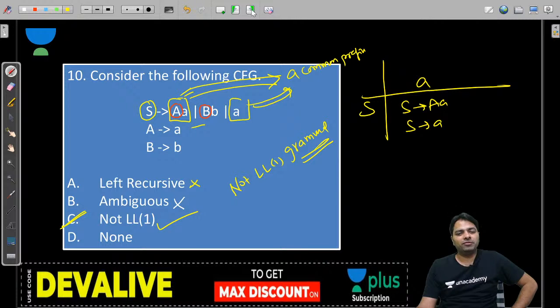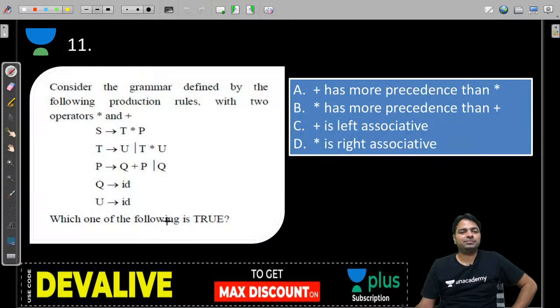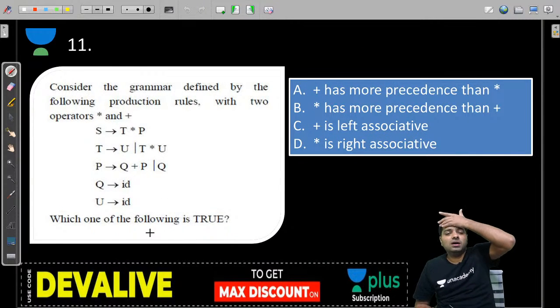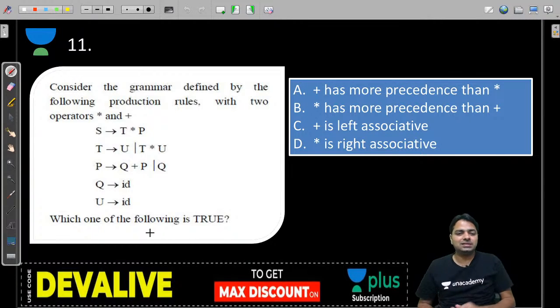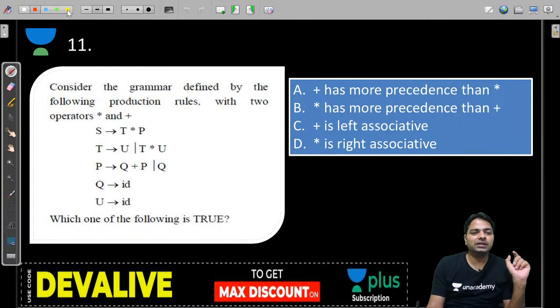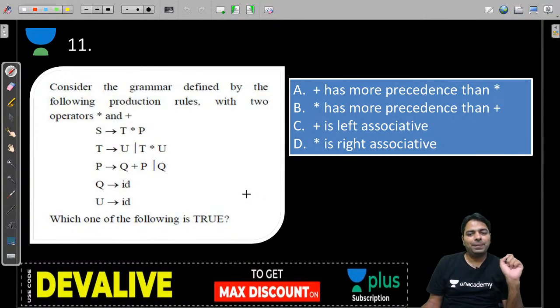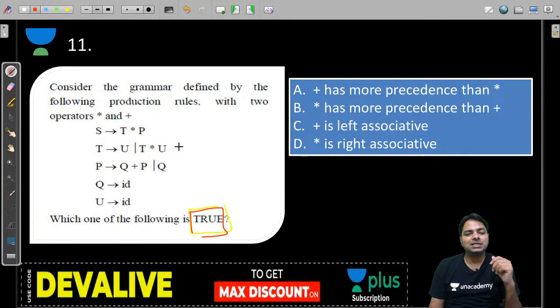It's basically a common prefix, not a left factored grammar. Okay, we now have a precedence finding, guys. Precedence we have to find. Yeah, the first option is about plus and star. You can focus on plus and star. You don't know which one is going to be true, right? So follow the options and find them out. I'm looking for plus and star.